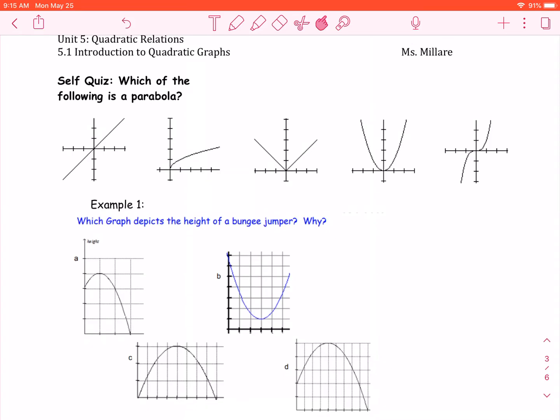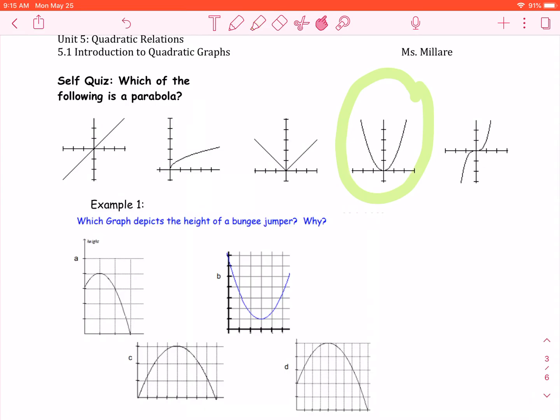Okay, so as a self-quiz, if you want to pause for a sec, which of the following is a parabola? Okay, the correct answer is our fourth one. The first one is linear, and the other three are different types of functions that you would learn in higher levels of math, but definitely the only quadratic that is present out of those five is that fourth one.